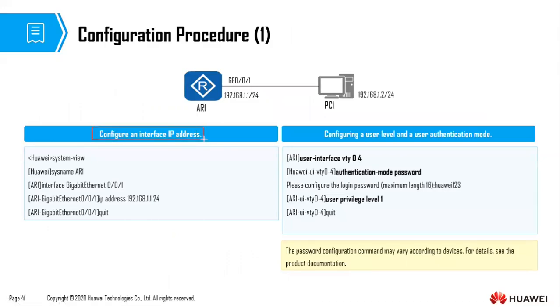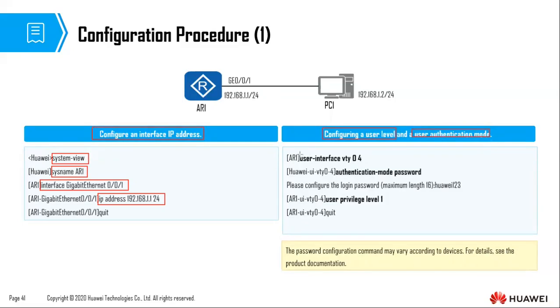So configure an IP address. We've already seen how to do this. Just as a reminder, you have to go to System View. And then here we're just renaming our device to AR1. Then we go into the interface by typing that command. Then we type the IP address and the mask. Then we can configure user level and user authentication mode.